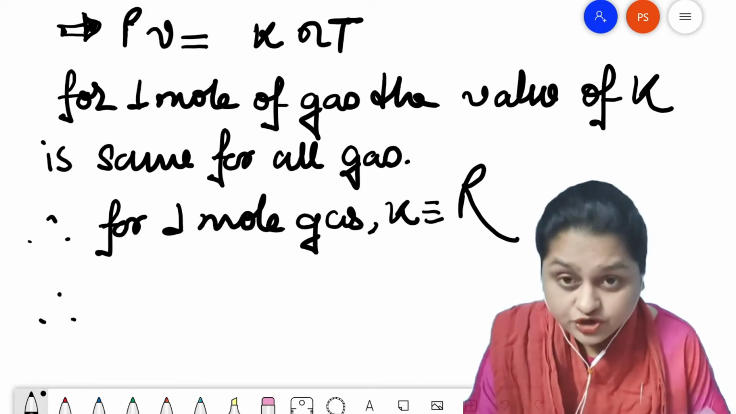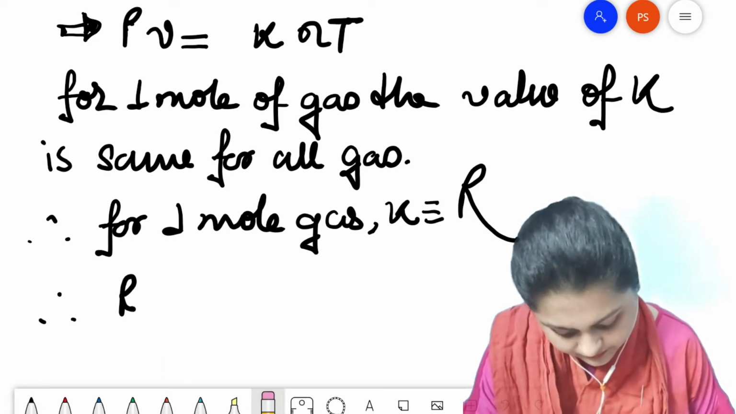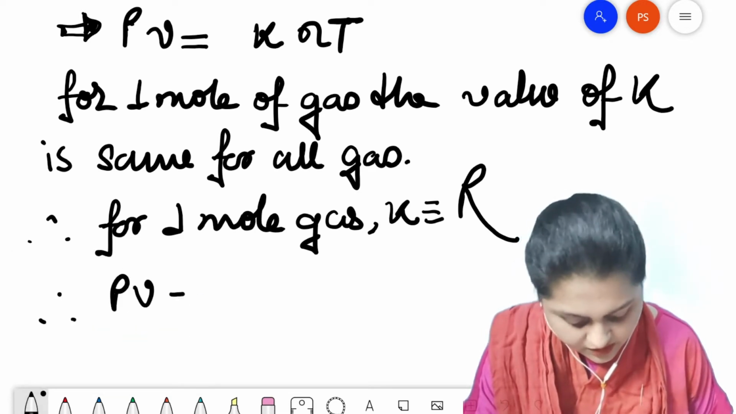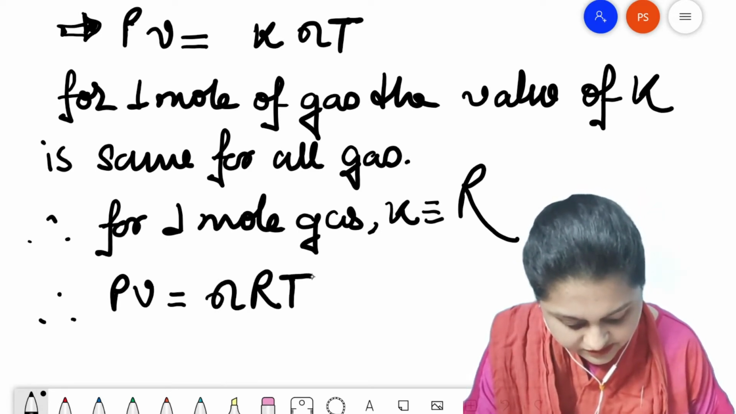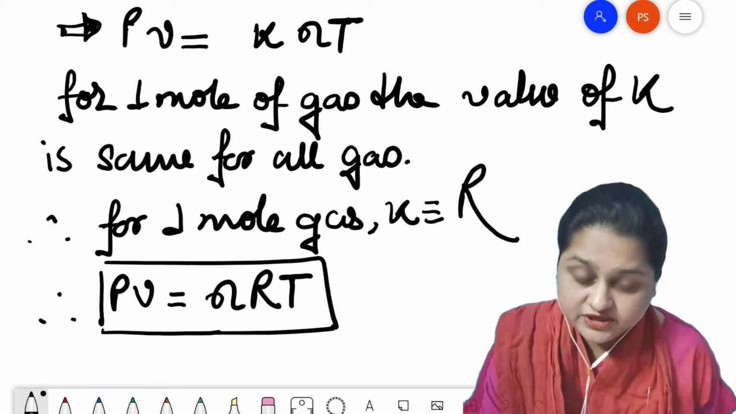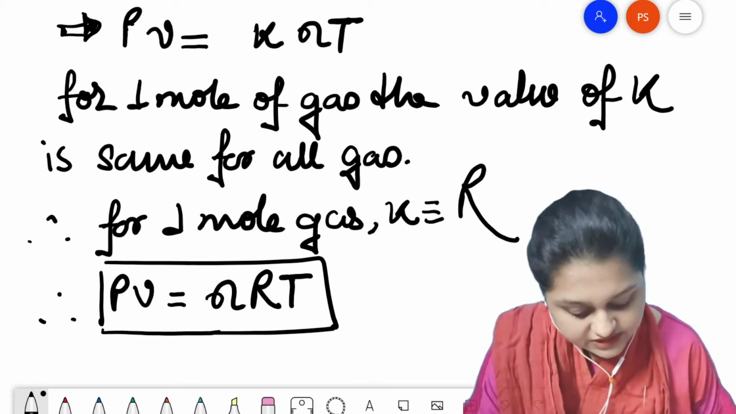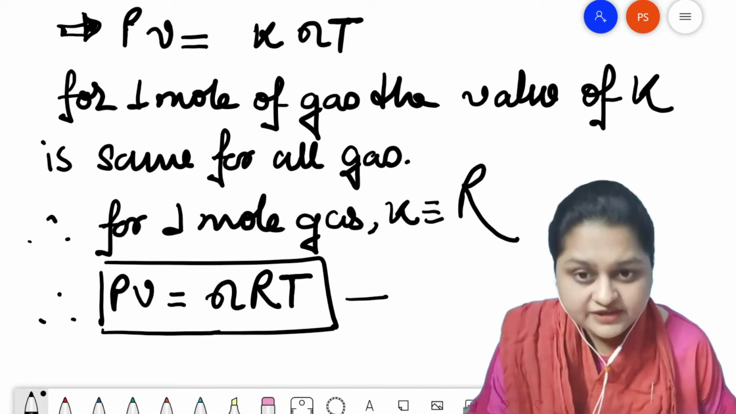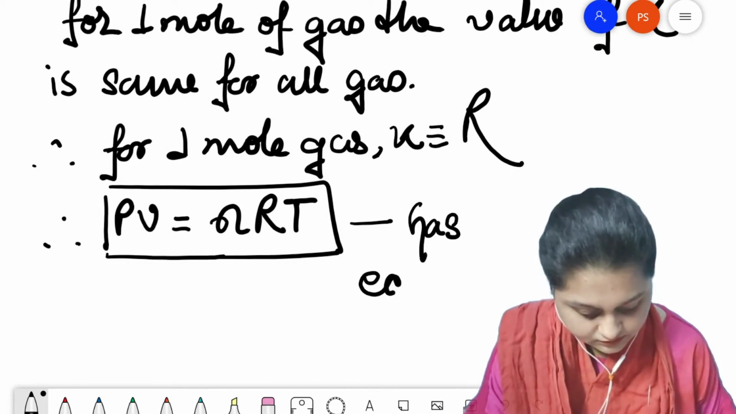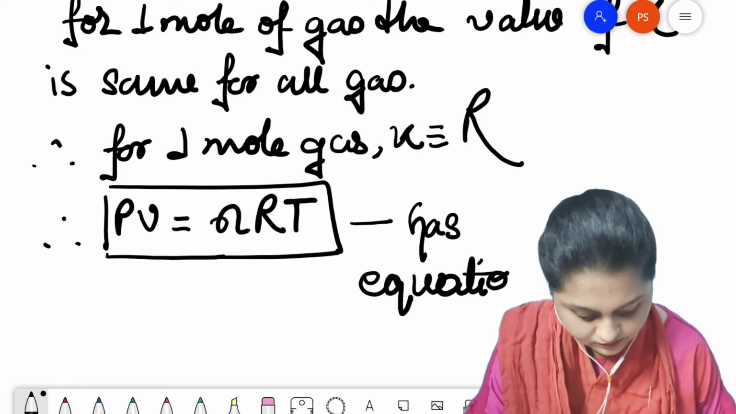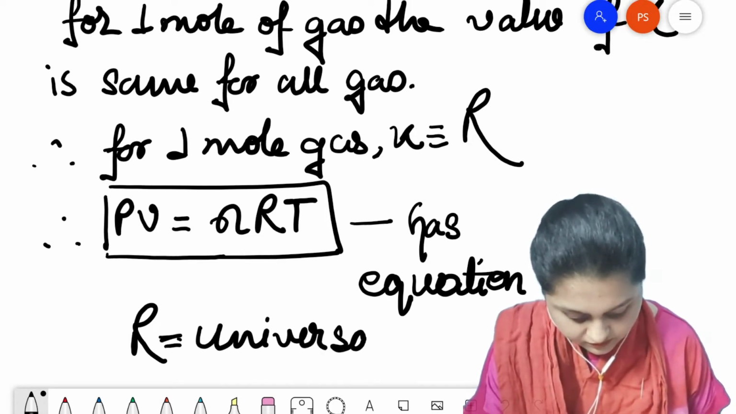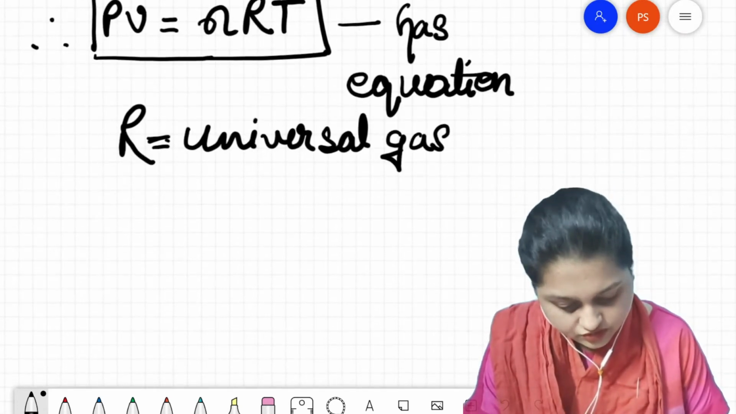Now, the gas equation becomes PV equals nRT, where n is the number of moles of gas present at T Kelvin temperature under the pressure P with the volume V. So, this equation represents the combined gas equation or the ideal gas equation, where R represents the gas constant.